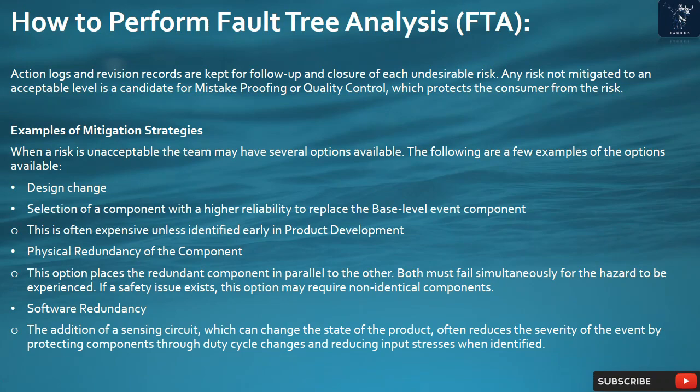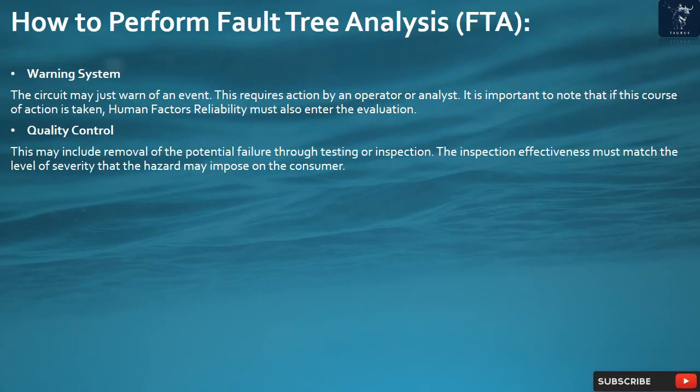Software redundancy. The addition of a sensing circuit, which can change the state of the product, often reduces the severity of the event by protecting components through duty cycle changes and reducing input stresses when identified. Warning system. The circuit may just warn of an event. This requires action by an operator or analyst.